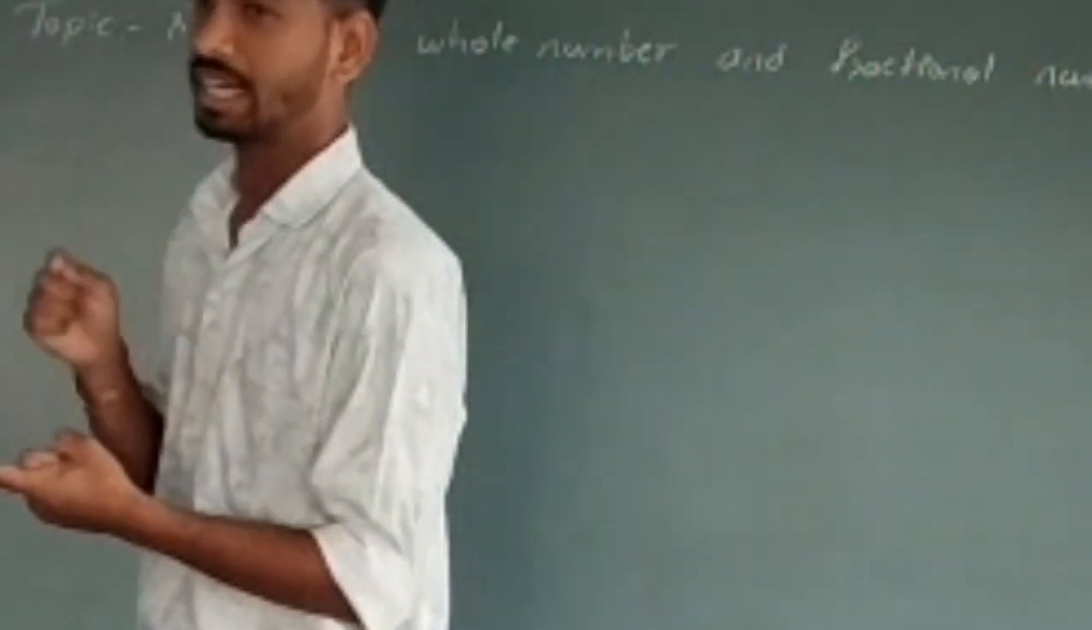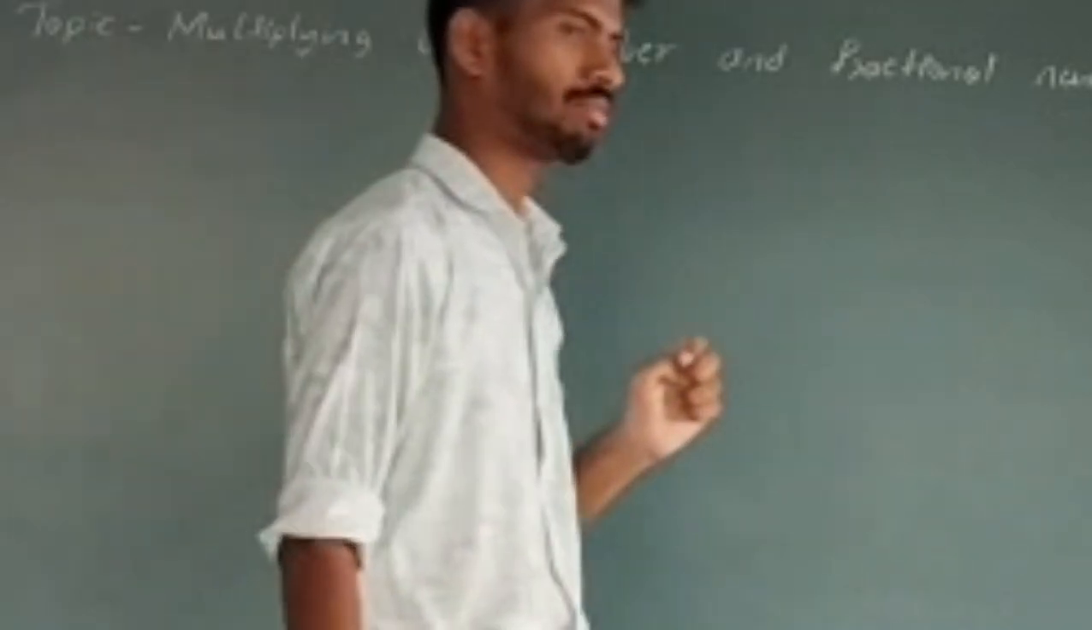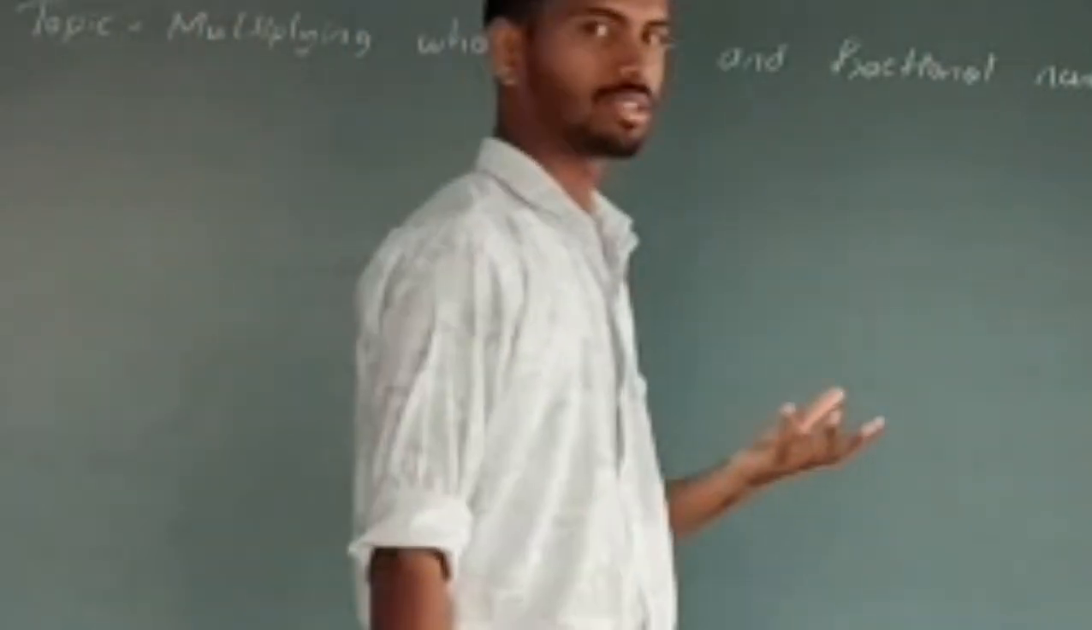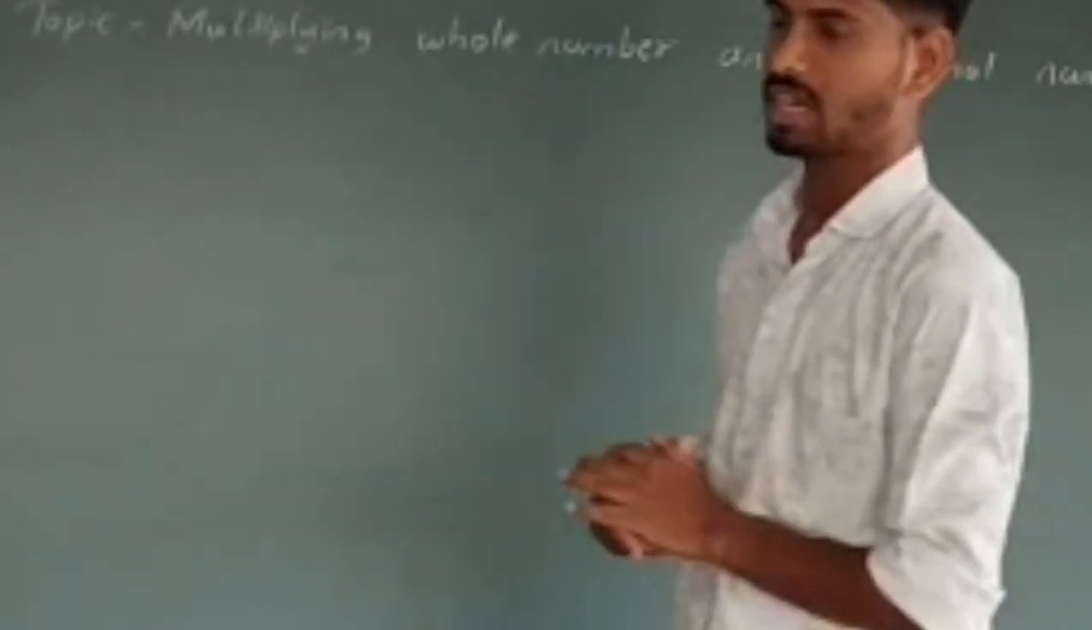So what are we going to do? We will understand first what are fractional numbers. Then their types. Then we will understand how to multiply whole numbers and fractional numbers. Clear? Now you already studied these fractional numbers and decimal numbers in lower grades, right? Yes, sir. Now can anybody tell me what fractional numbers stand for? What did you understand from fractional numbers?